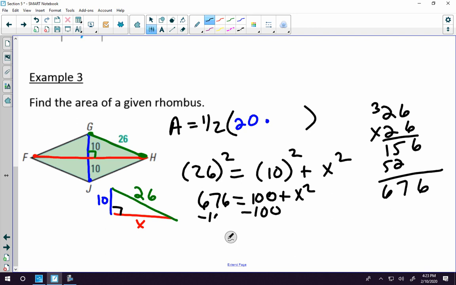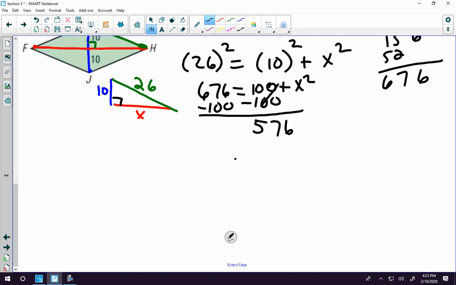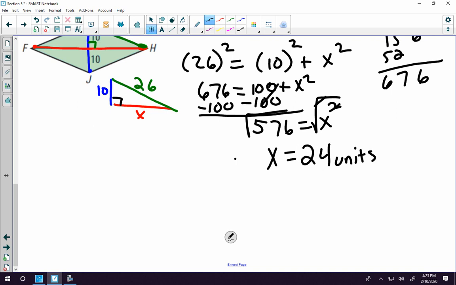Subtract 100 from both sides. So we get 576 equals x squared. Take the square root of both sides. And we get x equals, let's see, 5, 12, got to be 20, is it 24? It's got to be 20. I believe that's 24 units. Let me double check myself. 24 times 24, that makes sense. 576, yep, I believe that's 24 units.